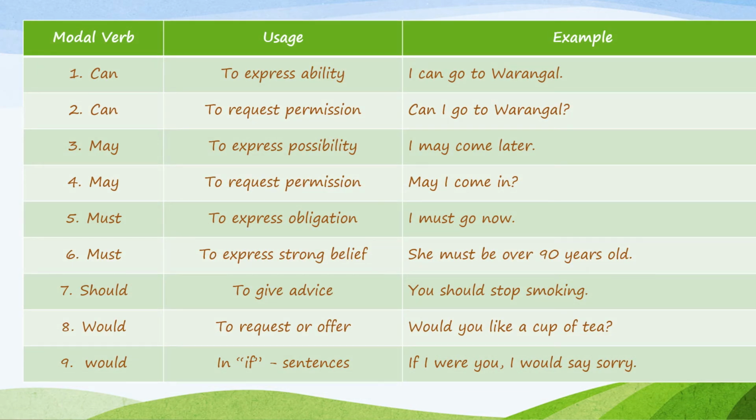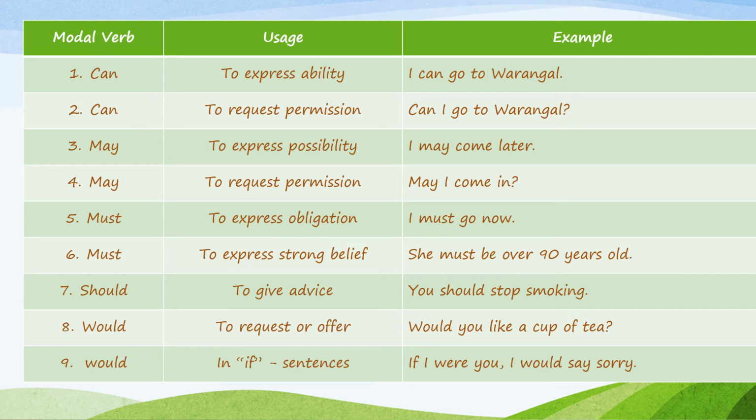Modal verbs, its usage and examples. First one, can, to express ability. Example, I can go to Warangal. And the second one, can. Here, the can is used to request permission. For example, can I go to Warangal? Observe these two sentences. In the first sentence, they are expressing ability, and in the second sentence, request permission.